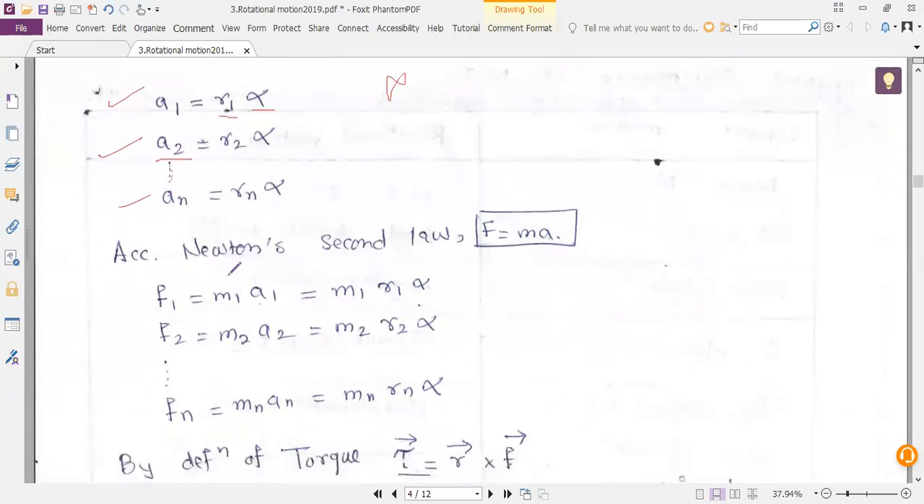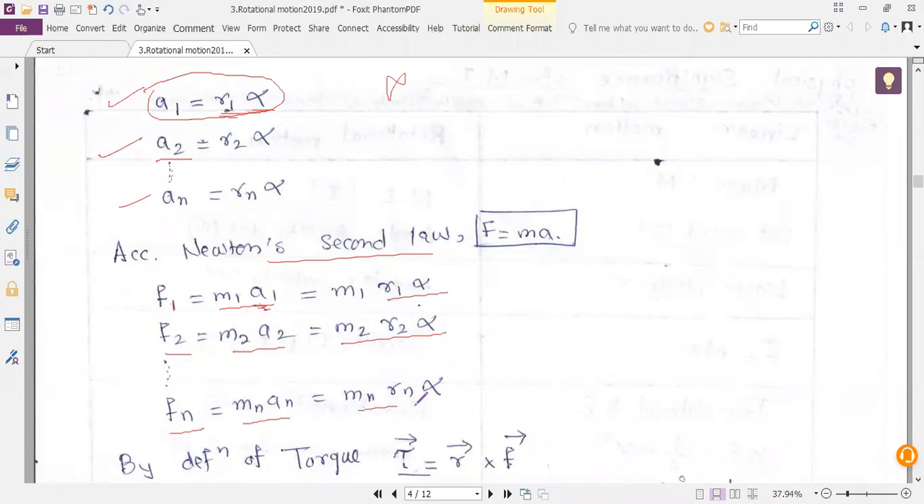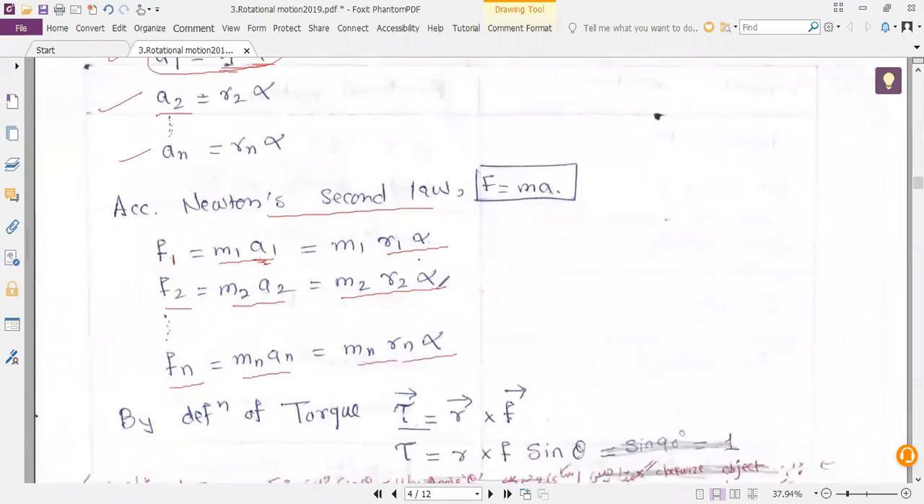Now we know the formula of Newton's second law. According to Newton's second law, force is nothing but mass into acceleration. Now we are calculating each particle force. So each particle force is represented by F1 is equal to M1 A1. We know the acceleration formula. A1 is nothing but R1 alpha. So we are replacing A1 by R1 alpha. Similarly, F2 is equal to M2 A2, which is nothing but M2 R2 alpha. Now we have number of particles, so it has number of forces. So we are representing by Fn is equal to Mn An is equal to Mn Rn alpha. Now this is each particle force.